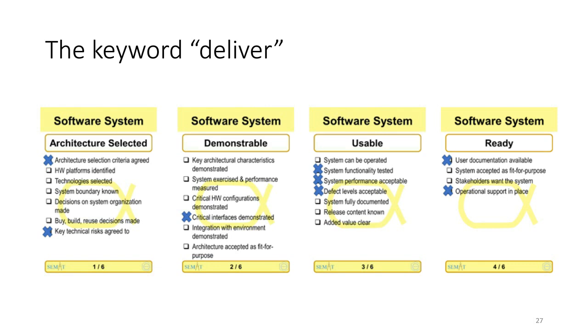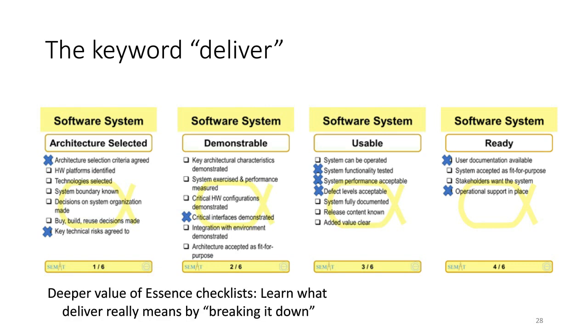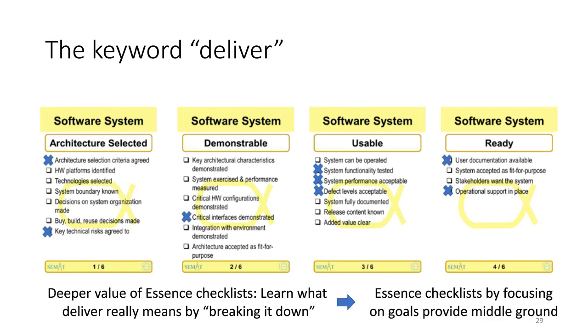And again, we see here the examples show that by breaking the word down this way, which is what you need to do to understand what it means, you learn what the word deliver really means, and you see more examples of the deeper value of the Essence checklists. And I hope you're seeing from these examples how Essence checklists, by focusing on goals, can provide a middle ground between the 4 words of the Heart of Agile and all those competing heavyweight implementations of Agile, focusing on specific practices.